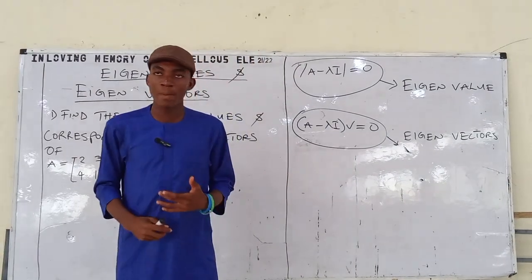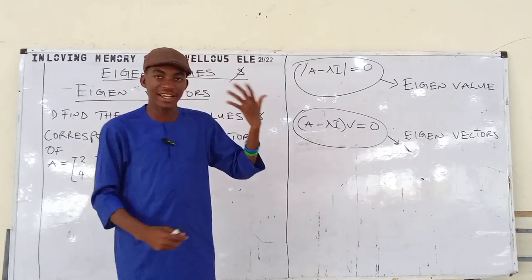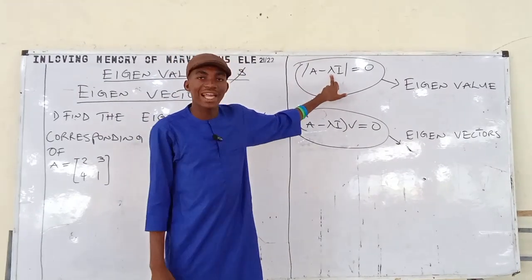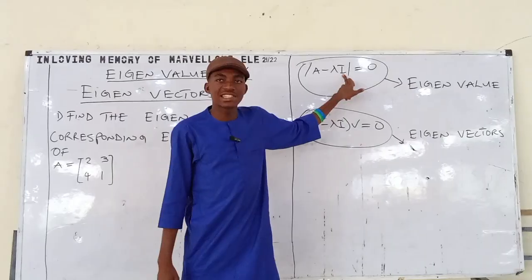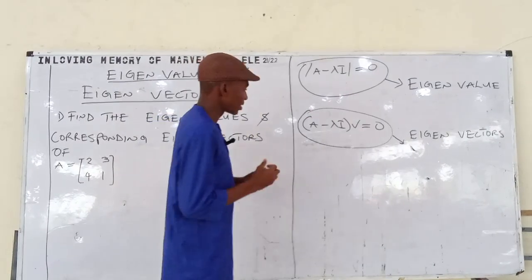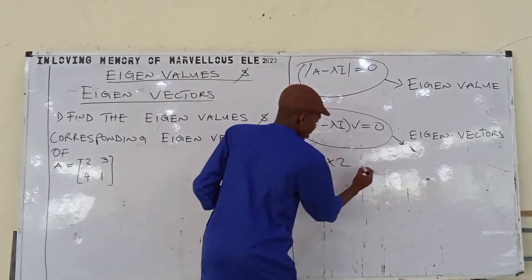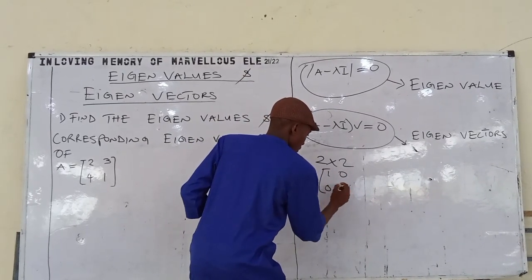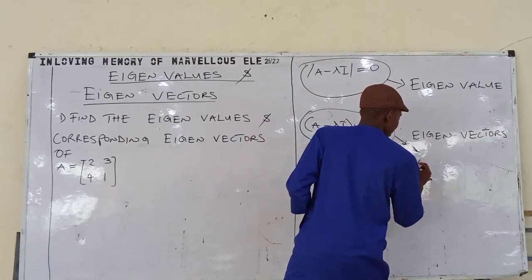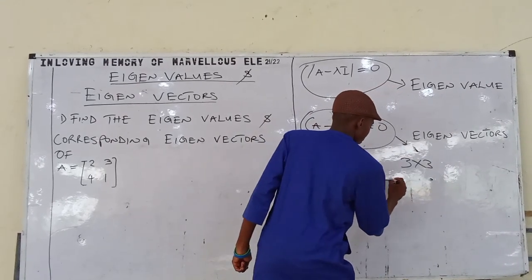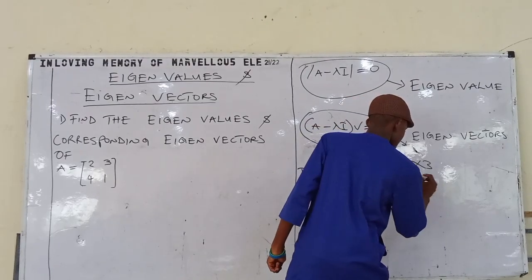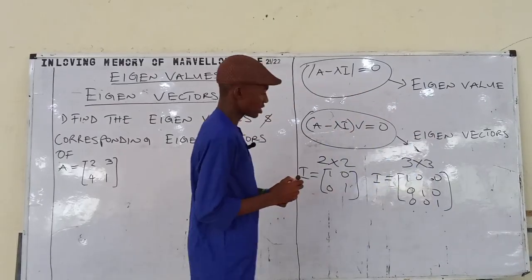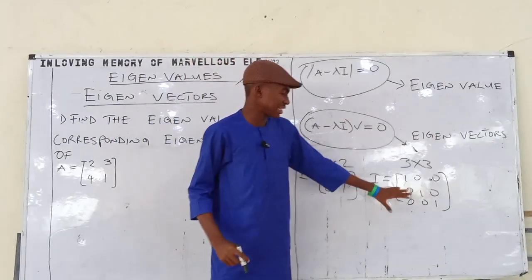So now, in all my videos, I always outline the parameters and define them. A stands for your matrix, which is given in the question. Lambda stands for your eigenvalue. I stands for your identity matrix. For a 2 by 2 matrix, the identity matrix I equals 1, 0, 0, 1. While for a 3 by 3 matrix, the identity matrix I equals 1, 0, 0, 0, 1, 0, 0, 0, 1.